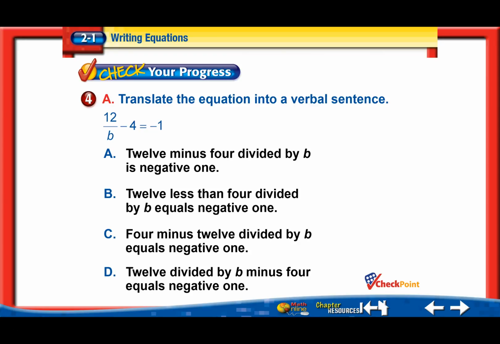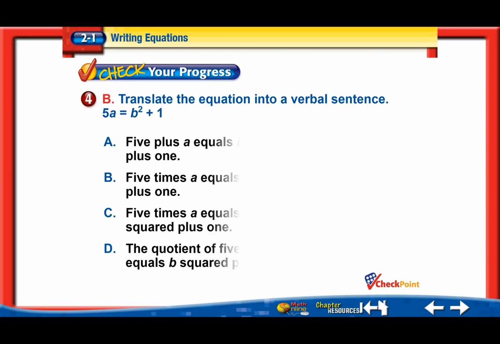All right, so let's translate this one in here. We'd spread it out first. So 12 over b minus 4 equals -1. So 12 divided by b minus 4 equals -1. 12 divided by b minus 4 equals -1. I love it. Try this one.